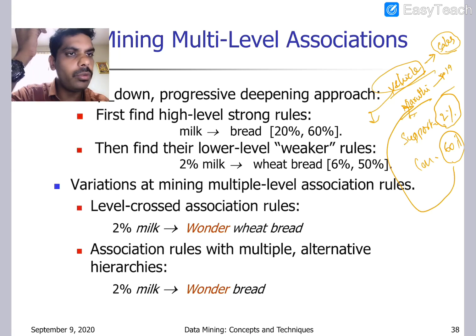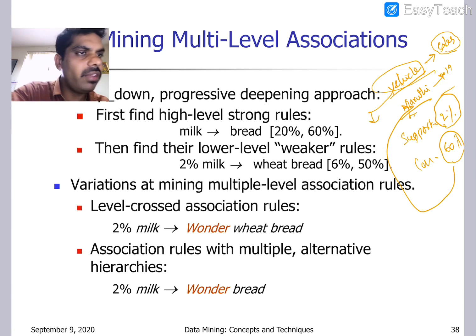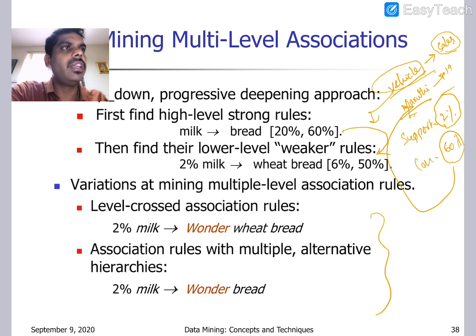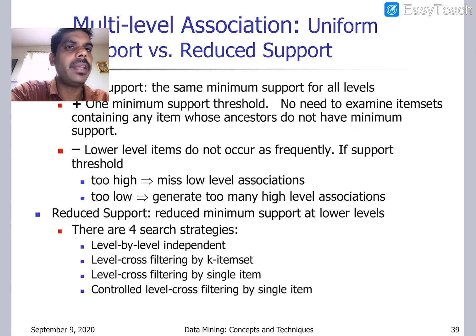Here we are going to 2% milk, wheat bread, 6% and 50%. What we have observed here is reduced support and reduced confidence. So here, level cross association rules. Like this we can reduce, or sometimes we may use uniform support. See there, so reduce the support.